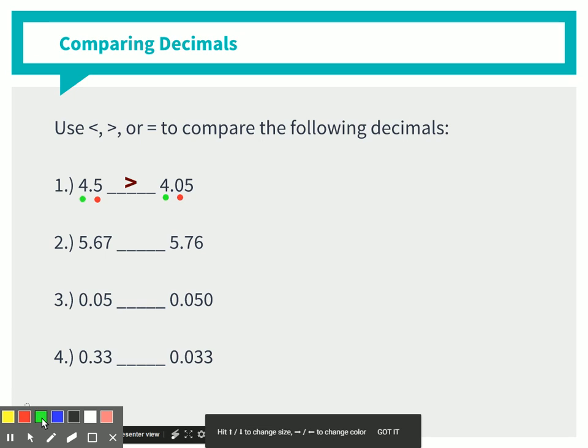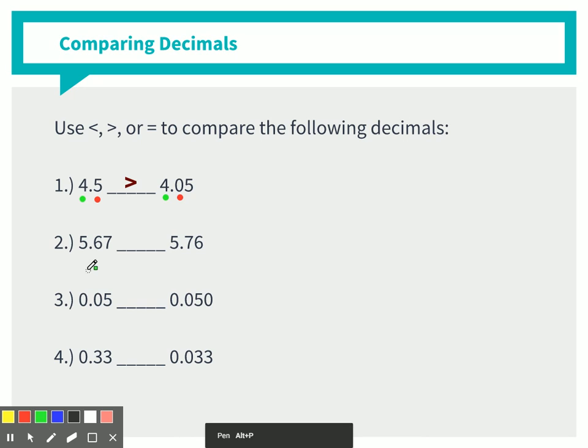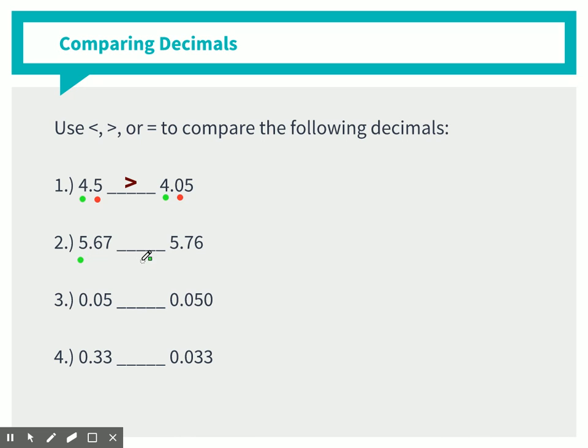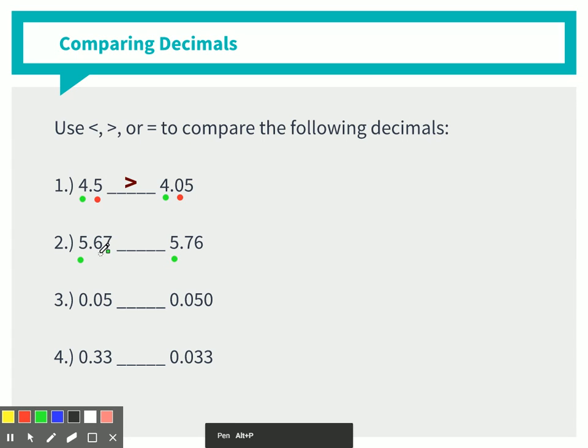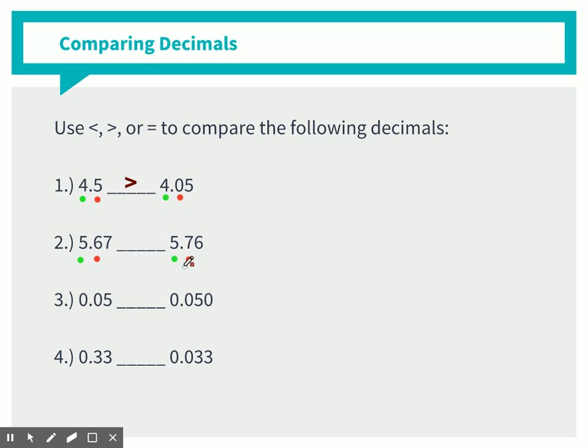Now we're going to go through that same process three more times. And first, let's look at the very first number that's in the ones place. And again, both of them are the same number. In this case, it's a 5. Then we're going to move on to the tenths place and look at what number is in the tenths place. And the one on the left has a 6. The one on the right has a 7. So this means that this number on the right side is greater. So our arrow this time is going to go in the opposite direction. This time it says 5.67 is less than 5.76.